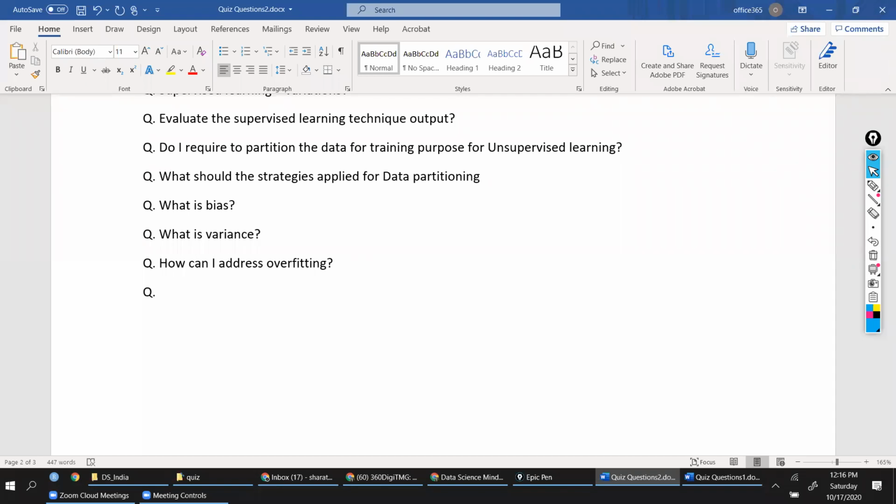How do we calculate generalization error?